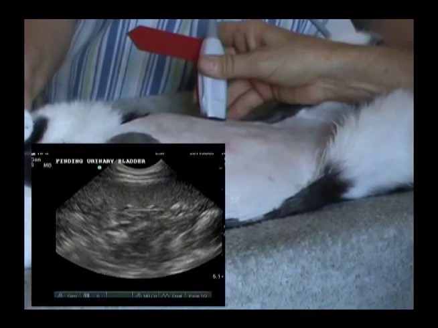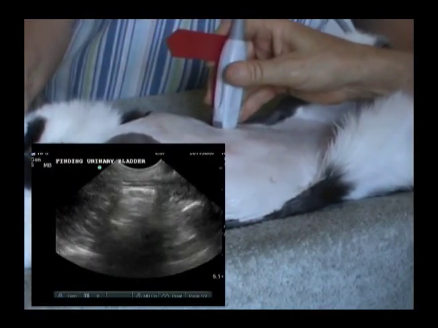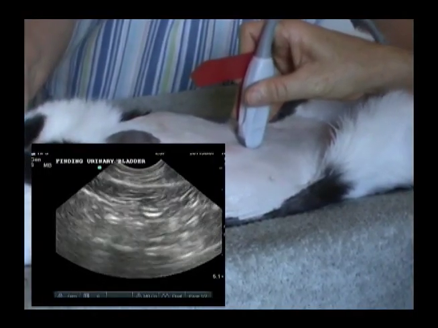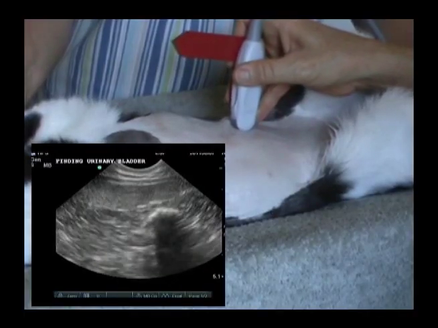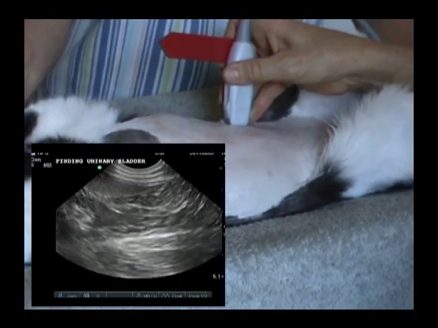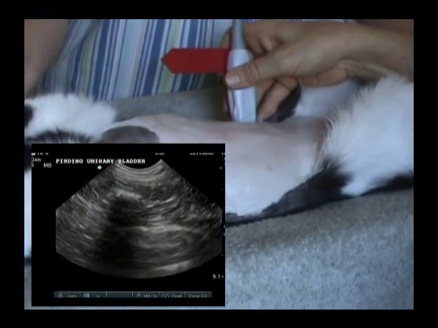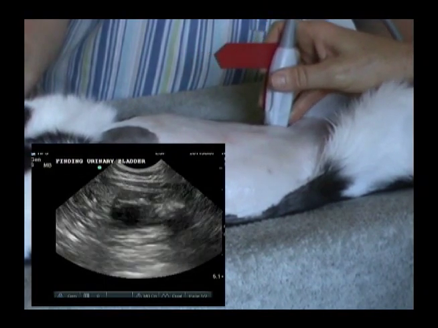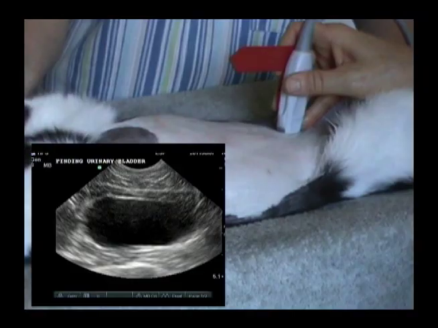When finished with the left adrenal, begin sliding the transducer in a zigzag pattern toward the ventral midline in a sagittal position. From the ventral midline, reverse directions and slide back to the left lateral side. During the zigzag pattern, the transducer is moving slowly and steadily caudally toward the urinary bladder. You should reach the bladder in 2 or 3 passes.